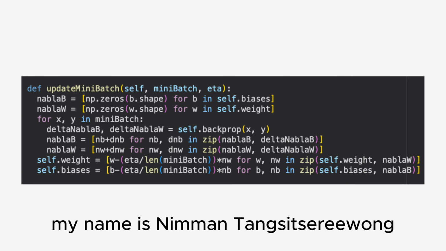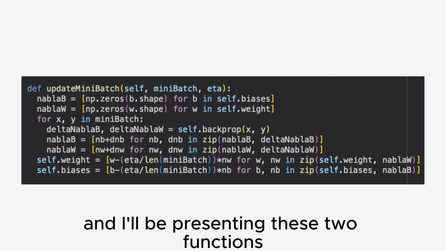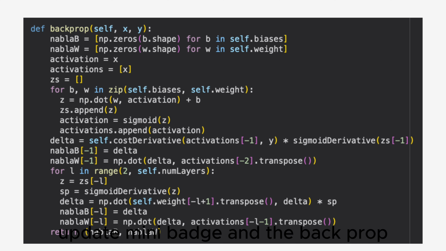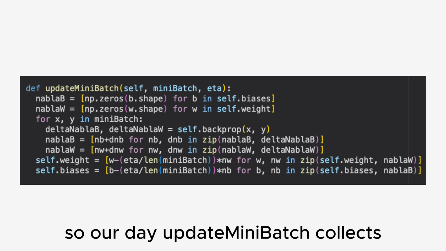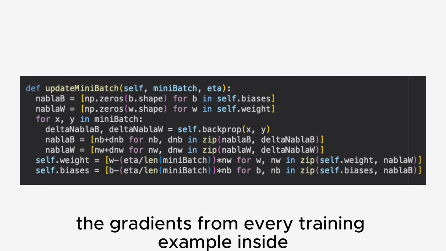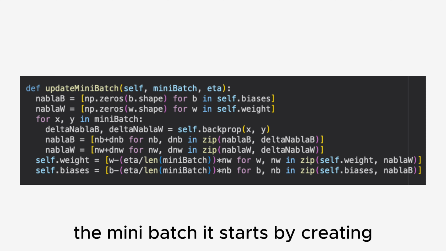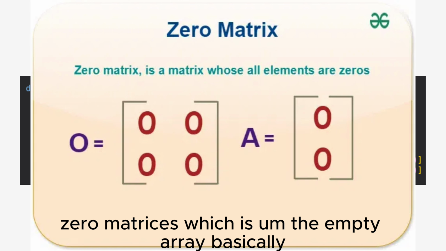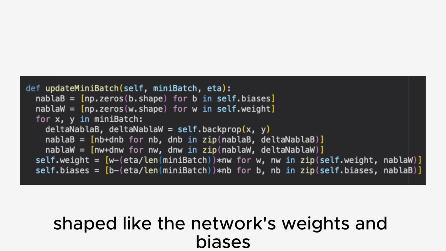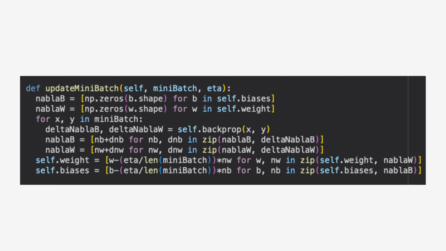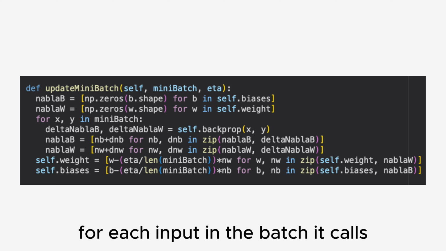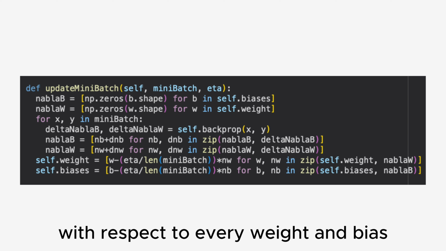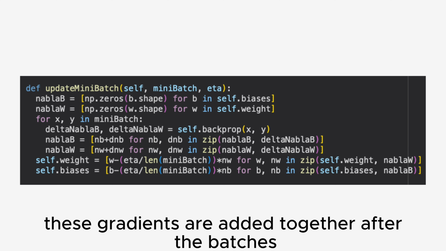My name is Nimman Tangsisewong, and I'll be presenting these two functions, update mini batch and the backprop. So, update mini batch collects the gradients from every training example inside the mini batch. It starts by creating zero matrices, which is the empty array, basically, shaped like the network's weights and biases. For each input in the batch, it calls backprop function to compute how the cost changes with respect to every weight and bias. These gradients are added together.